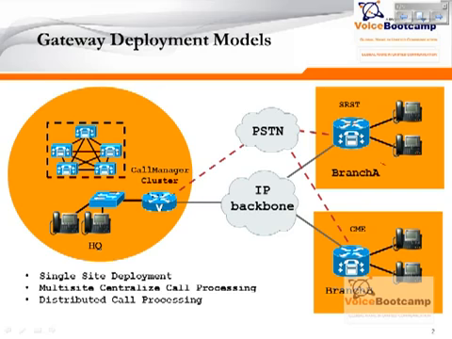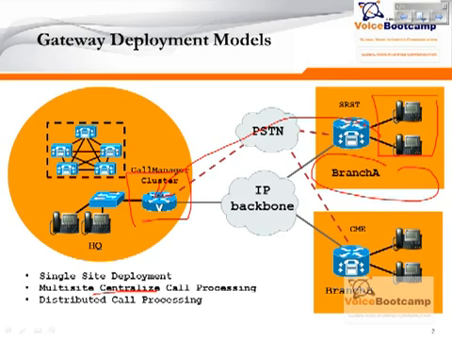Now you may have a branch office, for example right here, branch office A, and you may have a couple of phones there that are registered to the gateway right here, or using this gateway in the head office. This is known as multi-site centralized call processing, because even though you have phones in multiple sites, a head office and a branch office, the call processing is happening on the gateway located in the head office. Distributed would be where each location has its own call processing device.